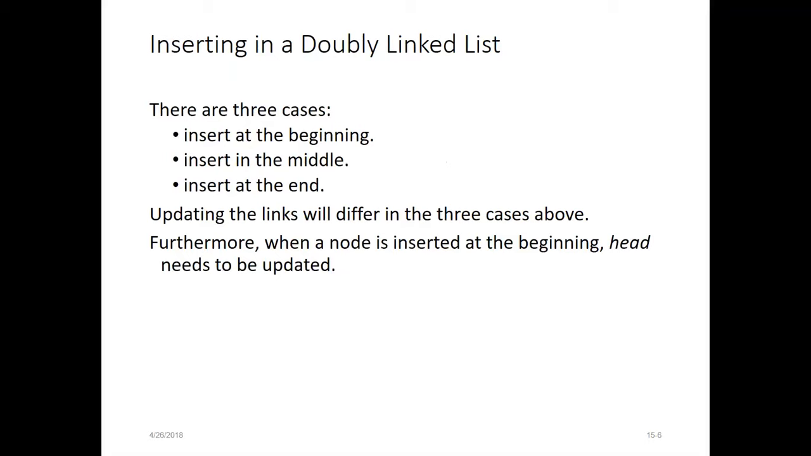Okay, in doubly linked list, there are three kinds of insertion: at the beginning, at the middle, and at the end. In singly linked list, we have two kinds of insertion, right? Prepend and append. And here it has prepend and append. End means append, beginning means prepend, and it also has insertion in the middle.